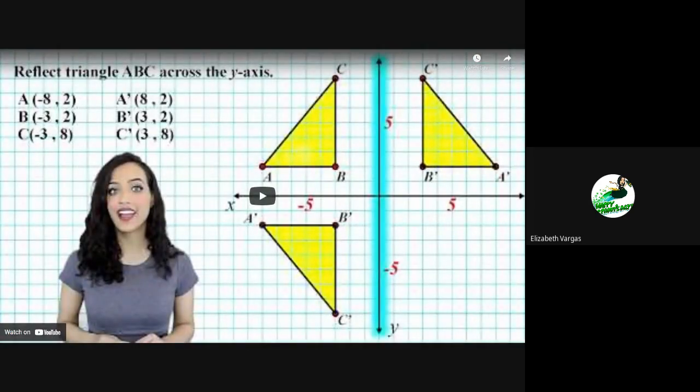Okay, so that is the gist of reflections. We did also look at the rules for reflections for when we have y equals x. When we have a reflection over y equals x, we switch the x and y values. And we also looked at a reflection for y equals -x. And when we have a reflection of y equals -x, we switch the x and y values and then change the sign. So that's basically the gist of reflections.